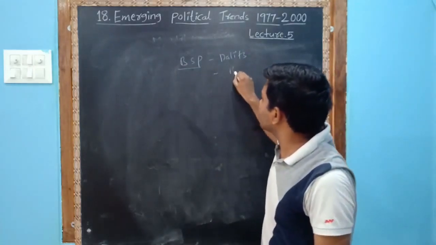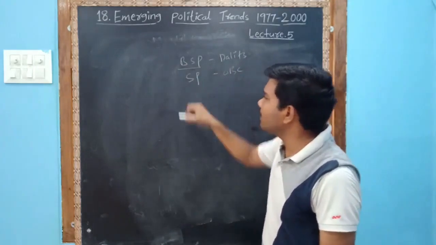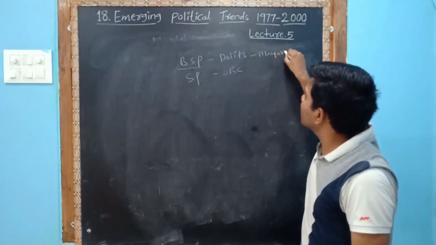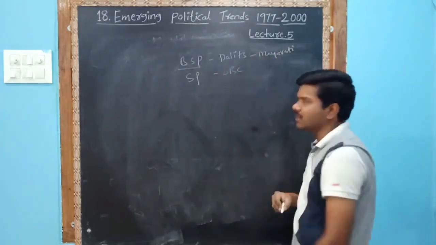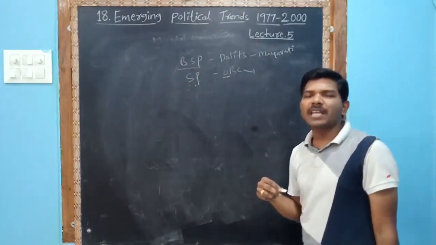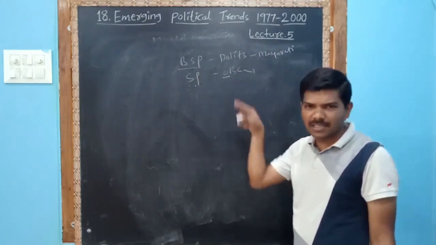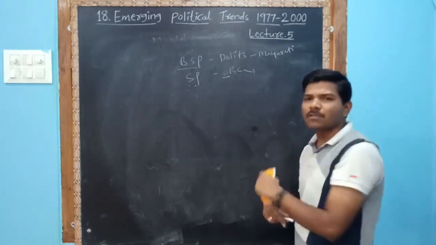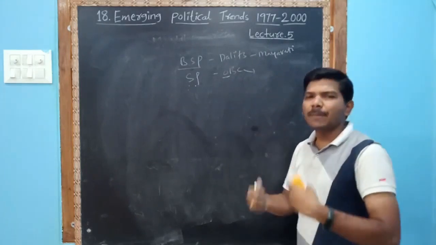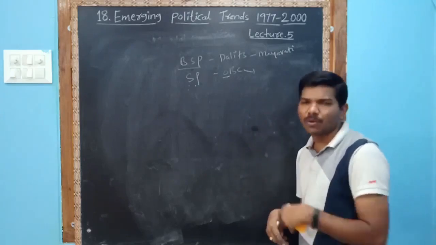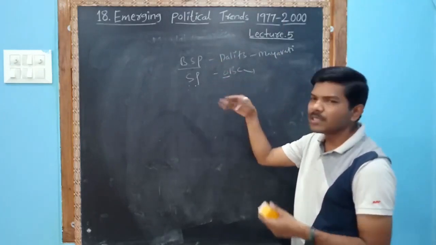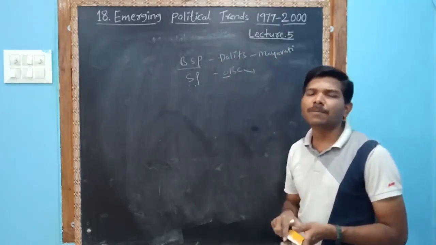The OBCs, other backward castes, established the Samajwadi Party, especially the Yadavs. The BSP head is Mayawati, for example, and this is about Dalits. The SP, Samajwadi Party, is about OBCs, for example Mulayam Singh Yadav and Akhilesh Yadav, about the BC castes. Yadav parties, Jat parties, all these separate parties were set up during that period. Dalits set up separate parties, OBCs set up separate parties, separate people set up separate parties.